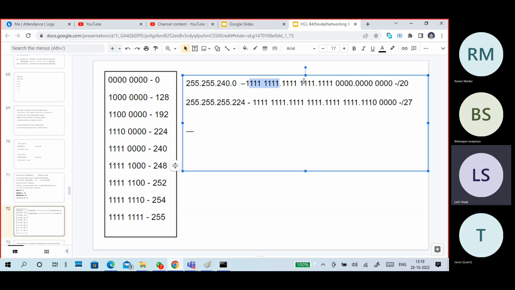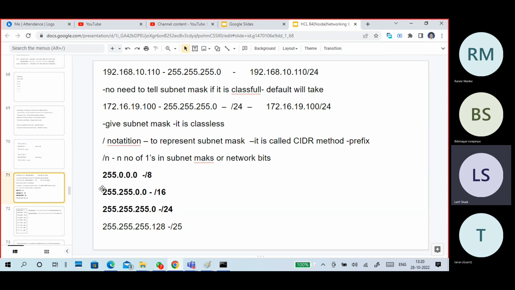255 means 8 ones, 255 means 8 ones, and 240 means 4 ones. So in total it is /20. This is /27 because 27 ones are there. From here to here, 27 ones are there. Same, 255 means 8 ones, /8.